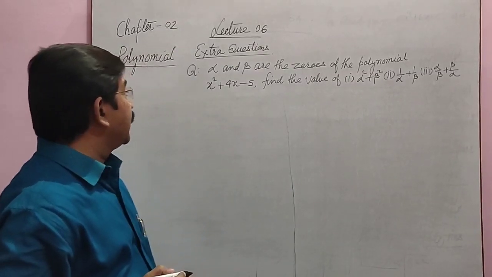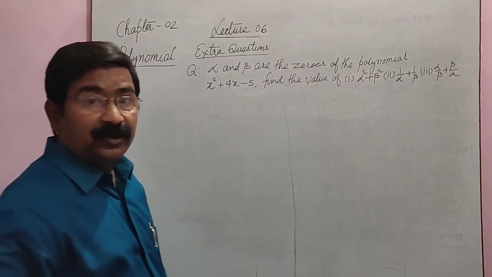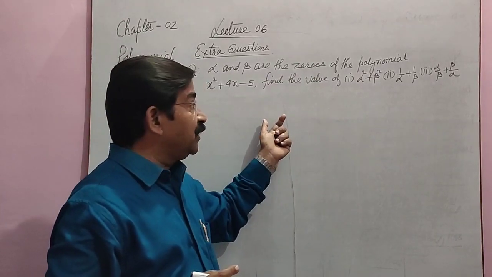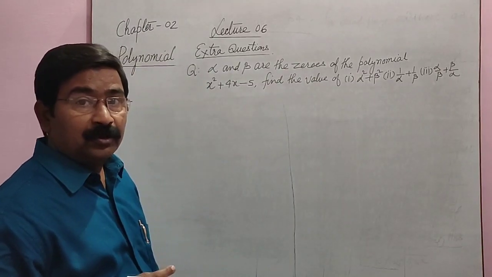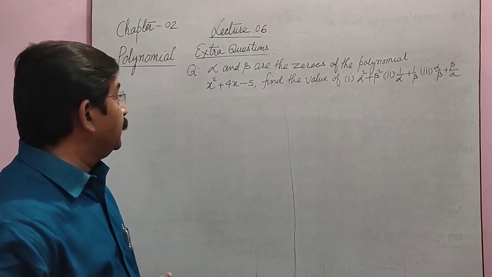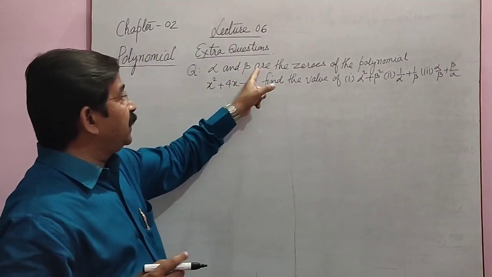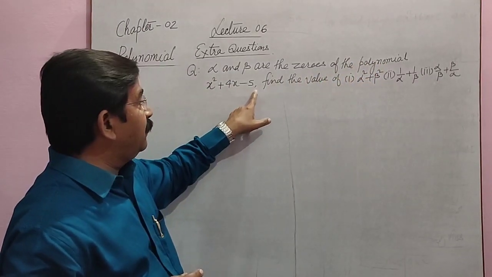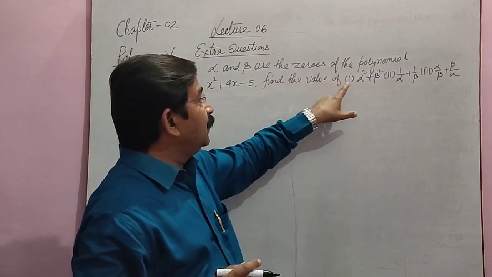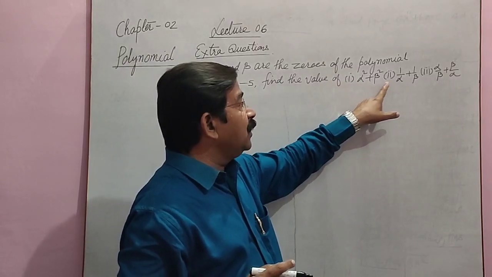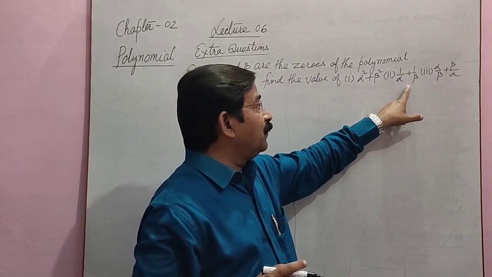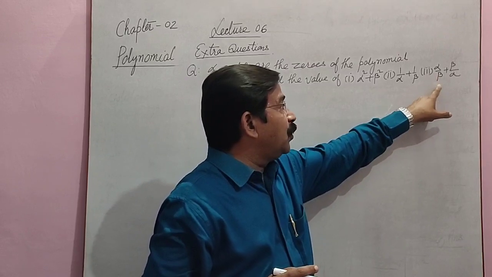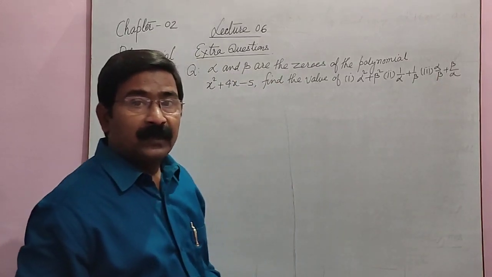Now we are coming to the second question. It is an important question. This kind of question has been asked in board examination, so you should understand it properly. Given that alpha and beta are the zeros of the polynomial x square plus 4x minus 5, find the value of first, alpha square plus beta square. Second, 1 upon alpha plus 1 upon beta. Third, alpha upon beta plus beta upon alpha.